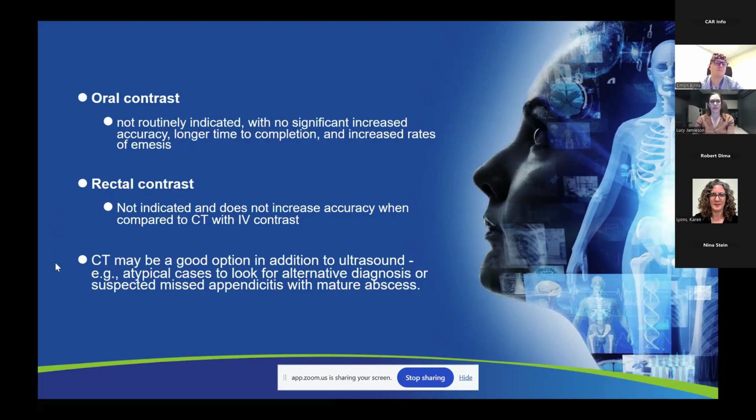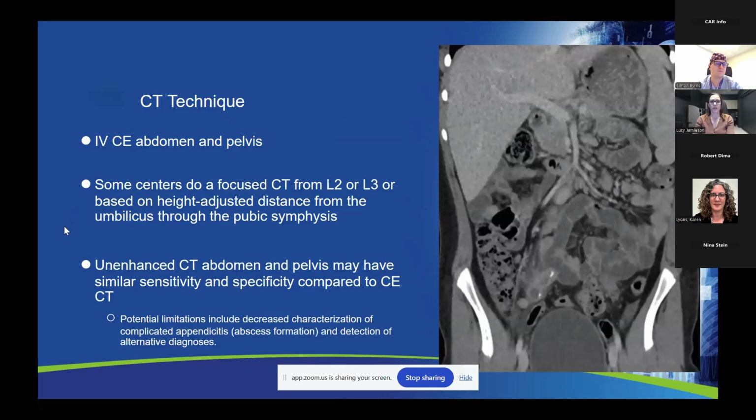Oral contrast is generally not indicated. It can increase scan time and rates of emesis, particularly in kids who have a small bowel obstruction, and rectal contrast is not indicated. CT can be a good option in addition to ultrasound to look for complications such as a surrounding abscess or perforation. This is our CT. We do an intravenous contrast enhanced abdomen and pelvis. Some centers do a localized CT from L2 or L3 based on height adjusted distance from the umbilicus to the pubic symphysis.